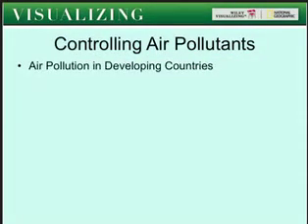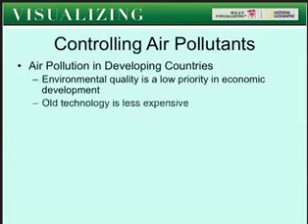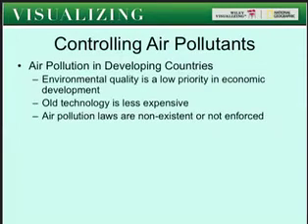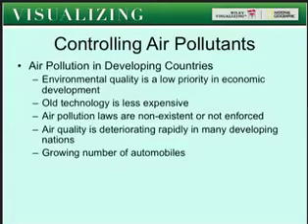Air pollution is a major issue in developing countries. Environmental quality is a low priority in economic development. Old technology is less expensive and as a result reduces overhead. Air pollution laws are non-existent or unenforced. As a result, air quality is deteriorating rapidly in a lot of developing nations. There's an increasing number of automobiles in these nations as well. There are no pollution control devices for vehicles that are over 10 years old, and we also see a lot of lead pollution from the use of leaded gasoline, which is less expensive to produce than unleaded gasoline.